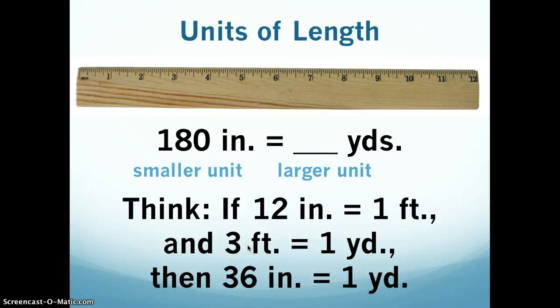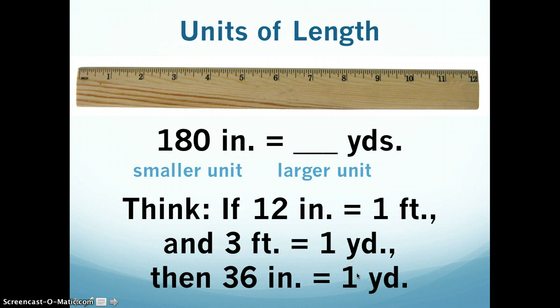All right, again, sometimes you're going to have to do more than one step. So in this case, we're moving from a smaller unit, inches, to a larger unit, yards. However, on our conversion chart, we don't have inches converted into yards. So you need to think, if you have 12 inches, and that makes 1 foot, and there's 3 feet in 1 yard, then we know 24 inches would be 2 feet, 36 inches would be 3 feet. And we also know that 3 feet is the same thing as 1 yard. So 36 inches is the same thing as 1 yard.